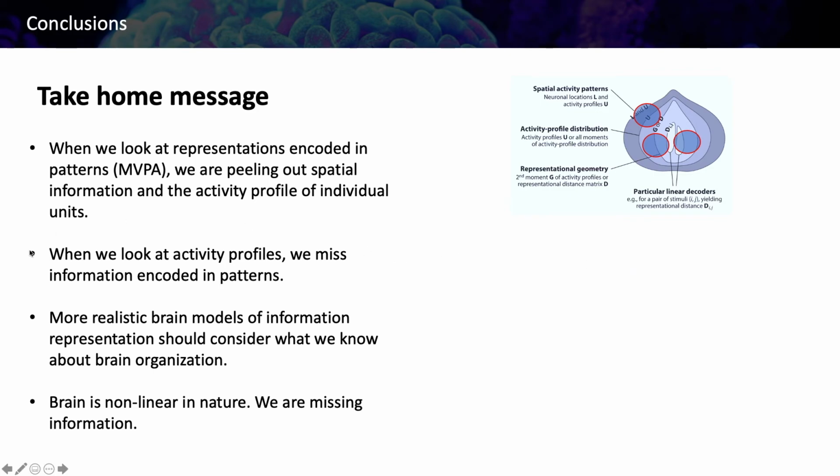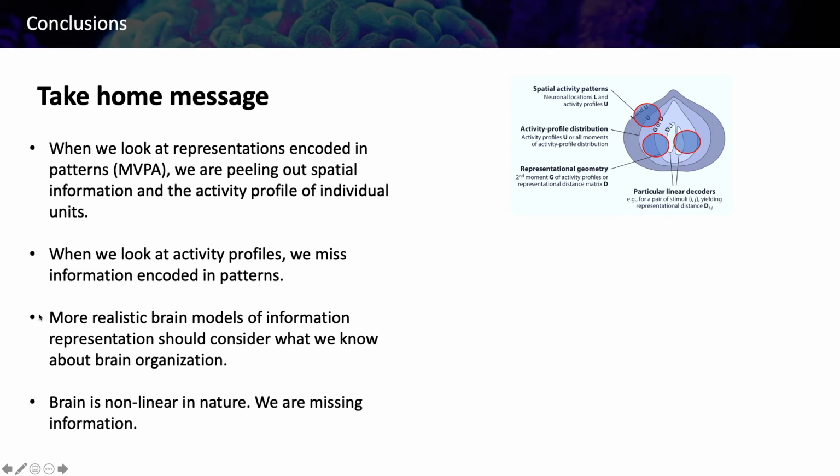On the other hand, when we look at activity profiles, we miss information encoded in patterns. So this is the other side of the coin, right? The information is not only encoded in one neuron or in one unit, it can be encoded in a combination of neurons forming a pattern, and then this could be missed by an encoding model. Not always, because encoding models also allow multivariate analysis, but it could happen when you look at the activity profiles.